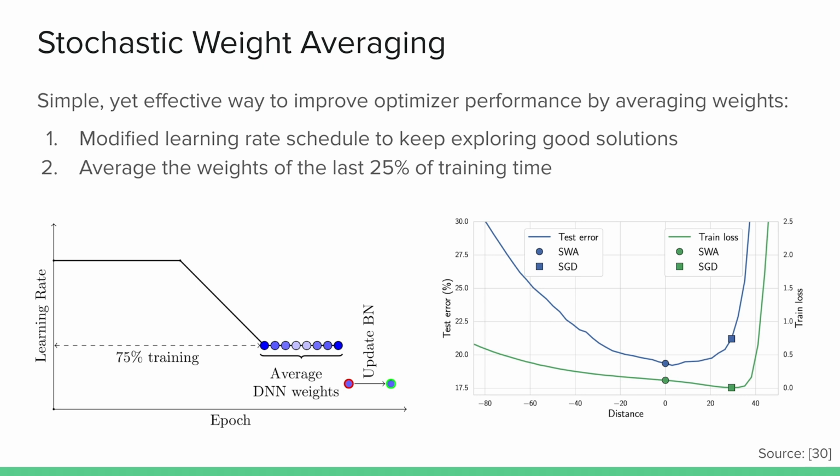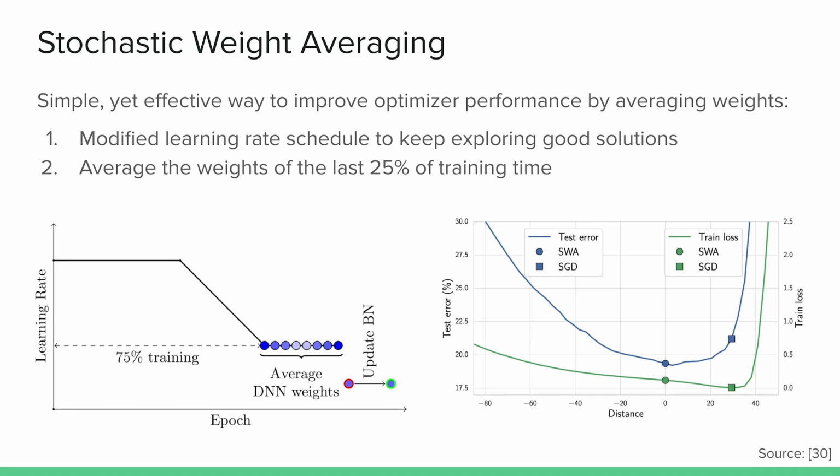Stochastic weight averaging is a simple yet very effective way to improve the performance of your optimizer by averaging the weights. What does it mean here to average the weights? What we do here is we take two basic ingredients to improve the performance of our neural network. And the underlying idea is that usually we reduce the learning rate of our optimizer towards a very low value to converge towards a single solution. That solution is ideally the globally optimal solution.